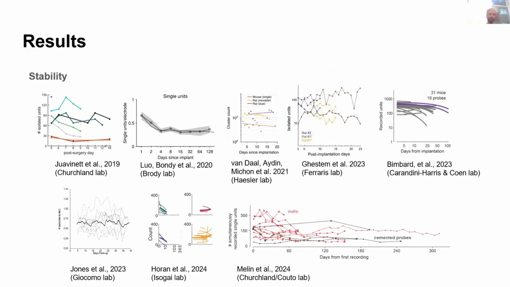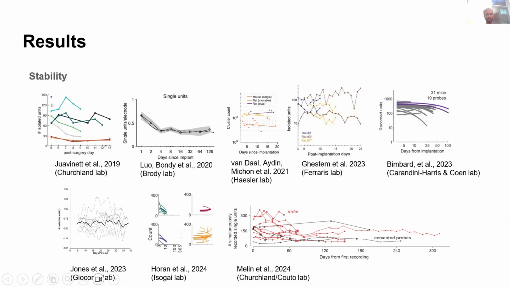The first one is the stability. So for how long can you record neurons with these chronic setups? And these are from all the different papers. It's always the same kind of graph. I'm going to take you through the first one. This is usually on the x-axis, the days post-surgery, okay? And on the y-axis is the number of isolated units. And it can be isolated units, neurons, depends a bit on the paper. And here you can see that these are the different mice. Each line is a different mouse.